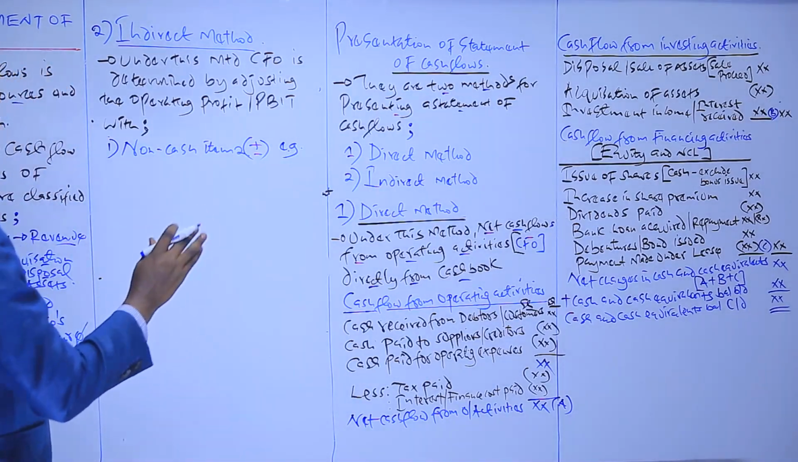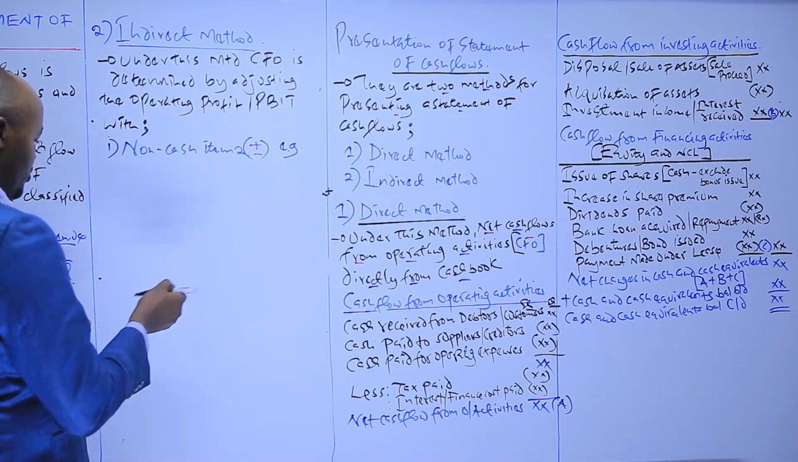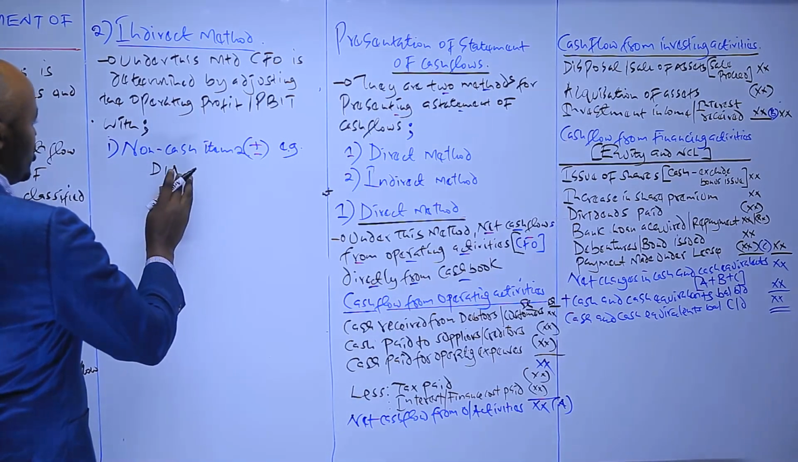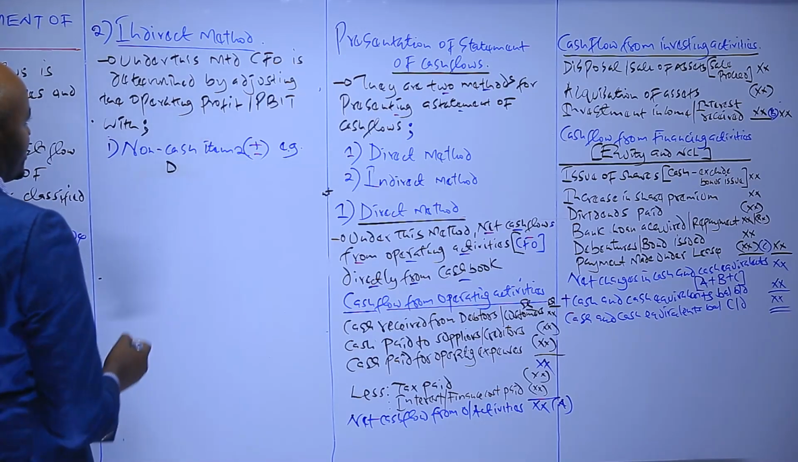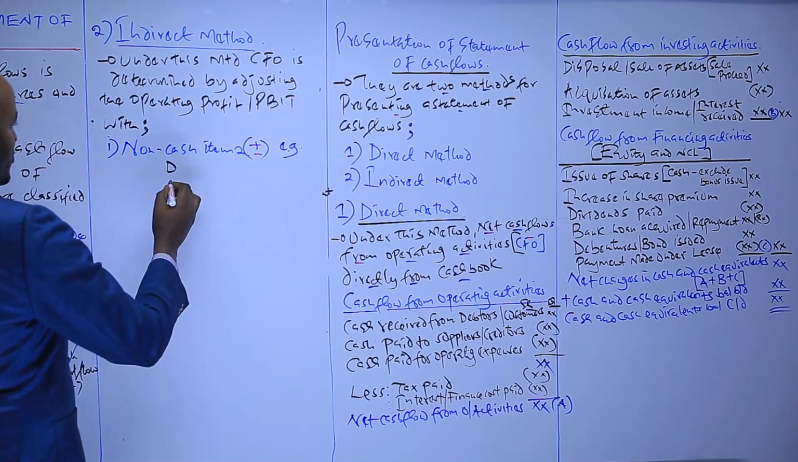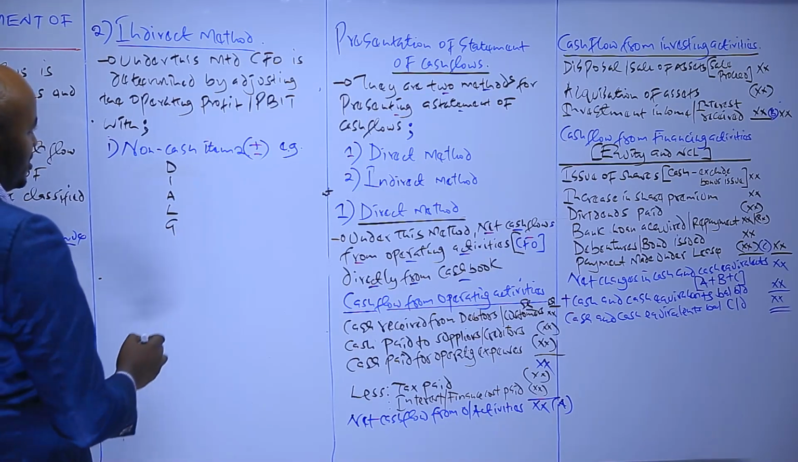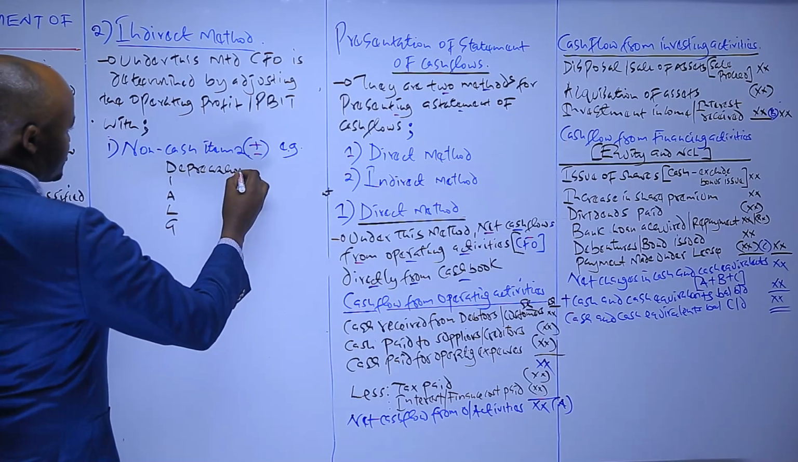In this case, there is an acronym which you can use to remember the non-cash items to be adjusted to your profit. We use this acronym DIAL G. D here stands for depreciation.